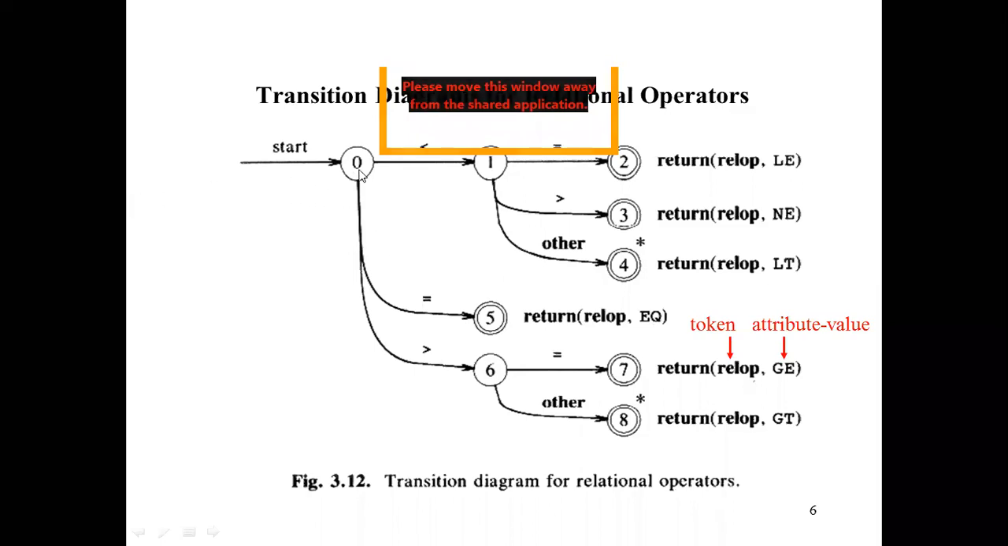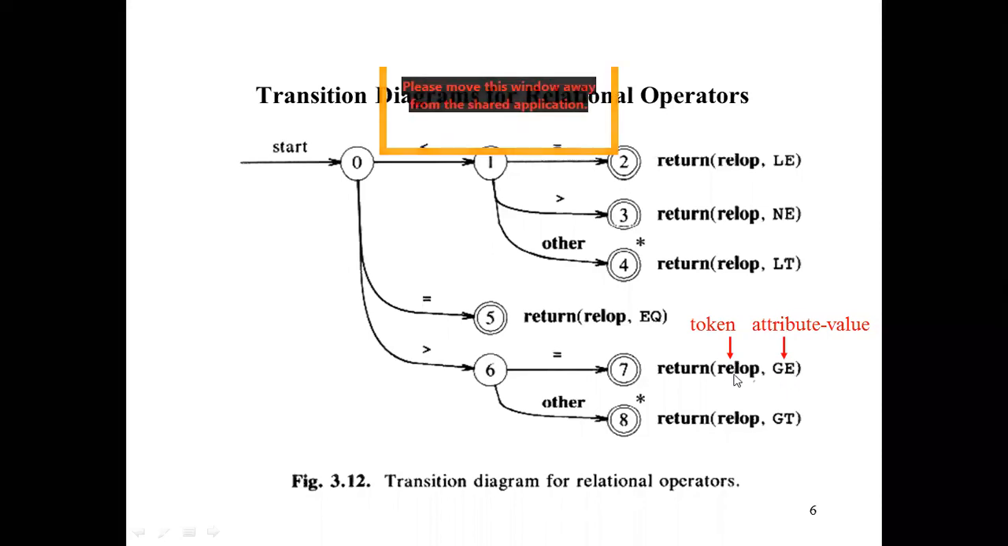Just draw this, and this is the initial state and move to this. Okay, no need to draw or move to other side. So this is the relational operator equal. Okay, so this is the transition diagram. Again, you want to draw for greater equal. This is the token relational operator, and then you can write here as return relational operator comma greater equal.